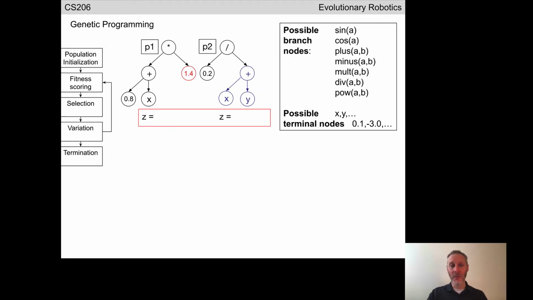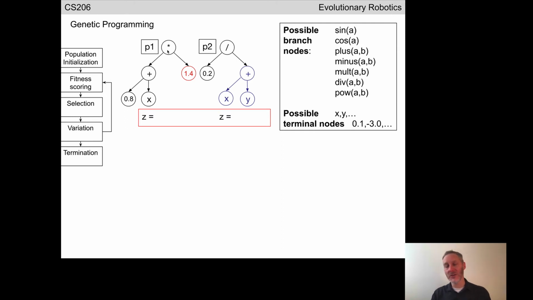Okay, that's the problem. Let's turn to the solution. We're going to look at this last evolutionary algorithm called genetic programming. I'll talk about the name in a moment, but let's talk about the algorithm itself first. Here are two parents, P1 and P2, and as you can see, the genome no longer looks like a chromosome. It is no longer a vector. It is a tree data structure.